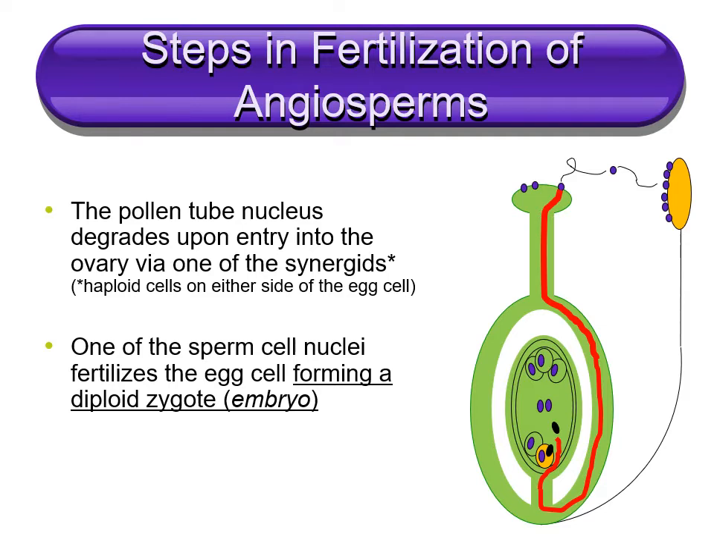Fancy terms here, synergids. These are the cells that are on either side of the egg cell, and they are guardians of the entrance, the micropyle. So the tube has to pass through them, and they will permit that as one last check, kind of think of it like that. And where the pollen tube goes, that synergid disintegrates and opens a pathway, and the tube enters, delivers the two nuclei, and away you go.